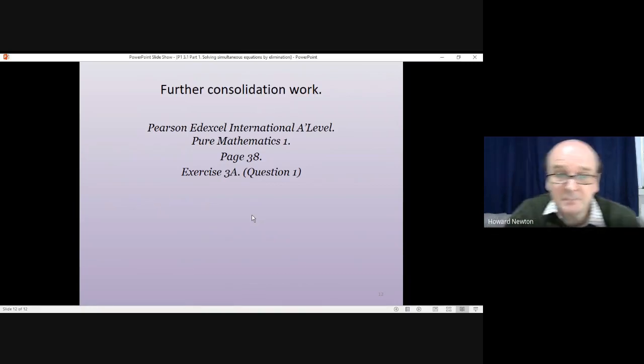If you have the textbook, then turn to page 38. Have a go at exercise 3a, and for the moment, just have a go at question 1.